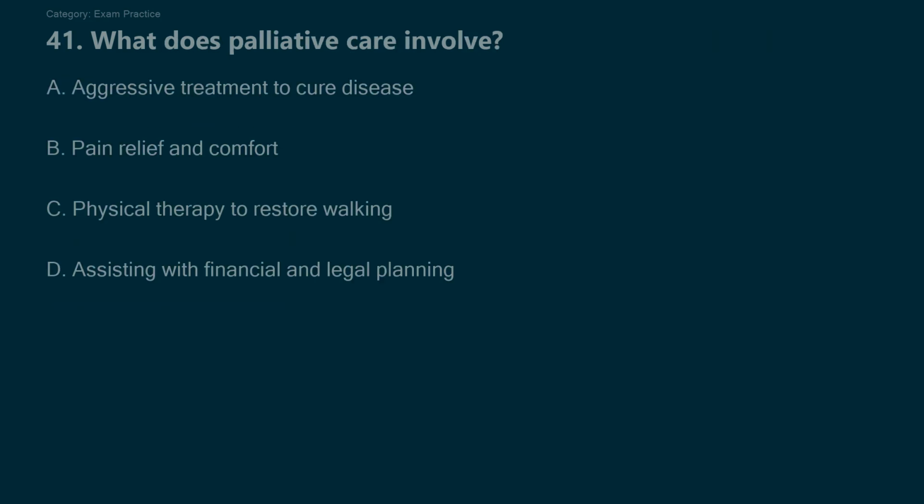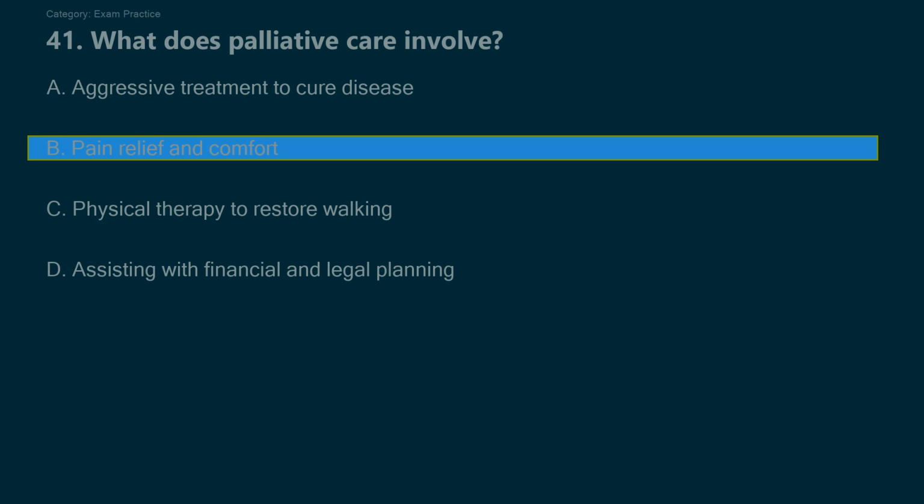Question 41. What does palliative care involve? Option A, aggressive treatment to cure disease. Option B, pain relief and comfort. Option C, physical therapy to restore walking. Option D, assisting with financial and legal planning. The correct answer is option B, pain relief and comfort.